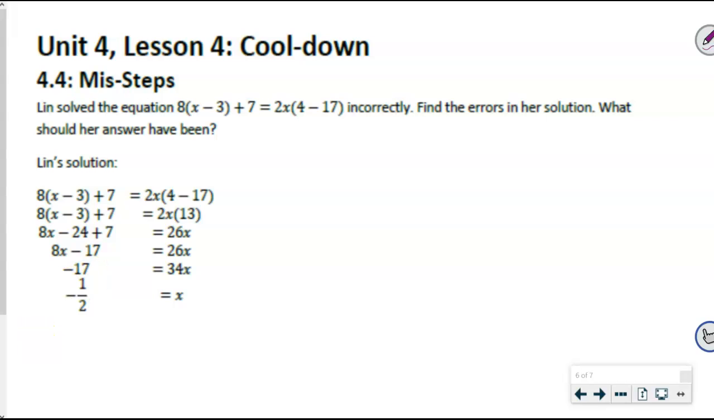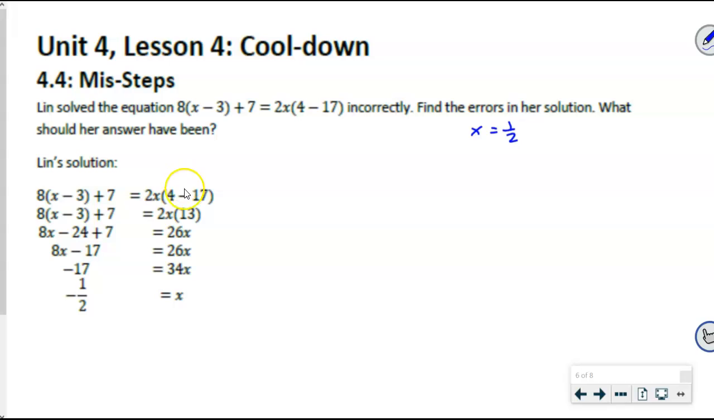Pausing the recording as you work on this. Ready, set, go. Let's just start with this. What should Lynn's answer have been? Who solved it correctly? Just a few students. Peyton, what do you think? Yes, it should have been x equals a positive 1/2. So, let's solve it ourselves and compare the work.